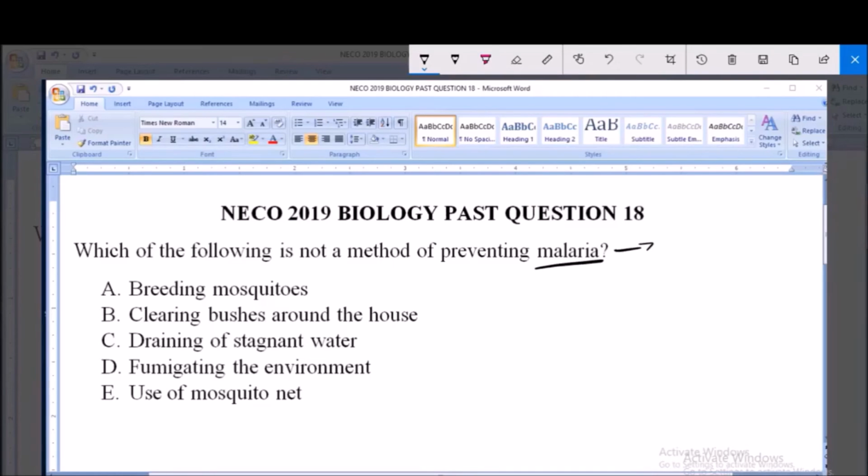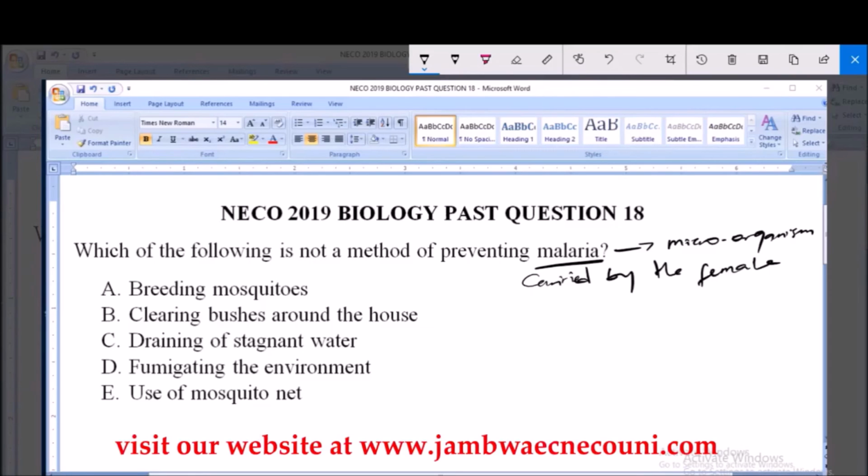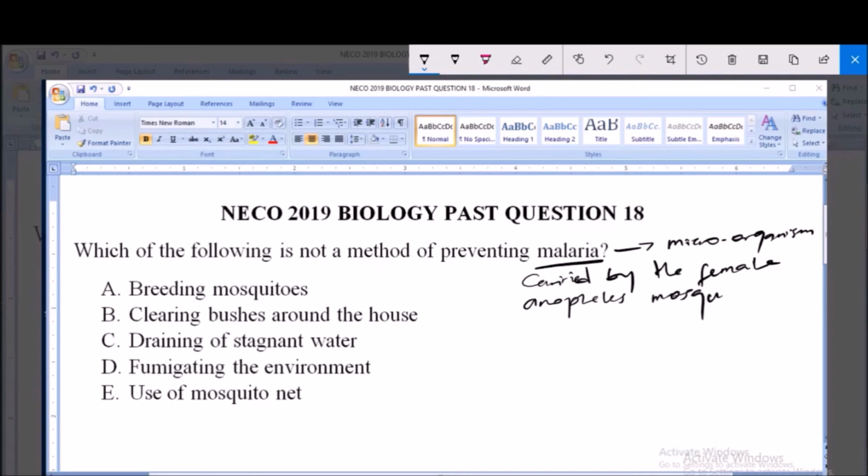Now, like we know, malaria is actually caused by a microorganism carried by the female Anopheles mosquito. And this microorganism is known as the Plasmodium. So Plasmodium is the microorganism carried by this mosquito, which causes malaria.